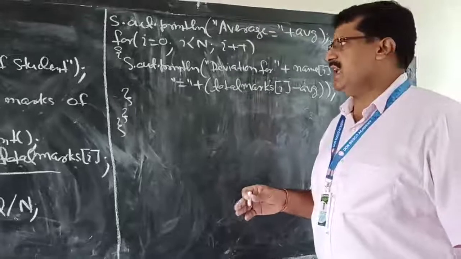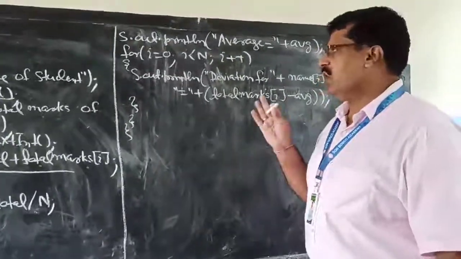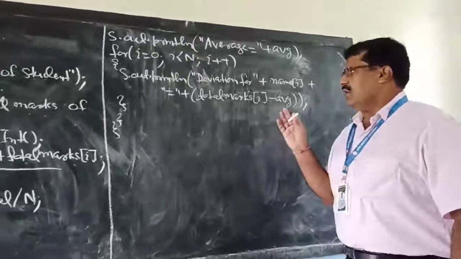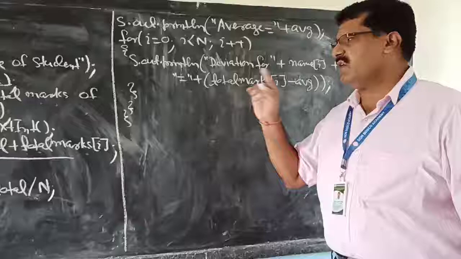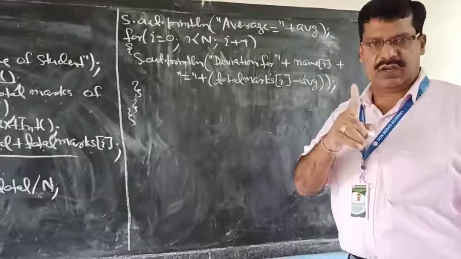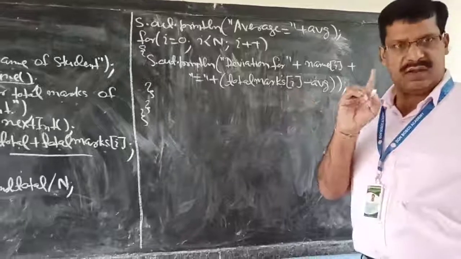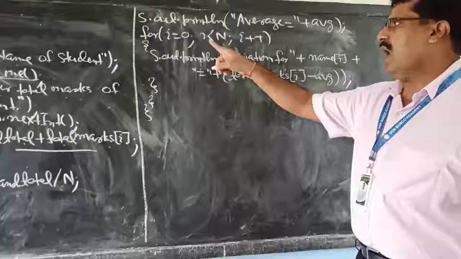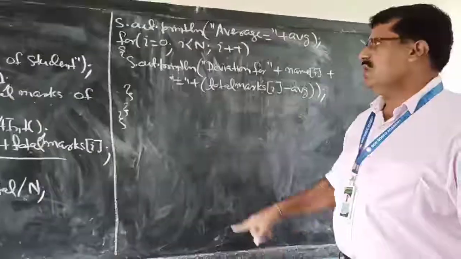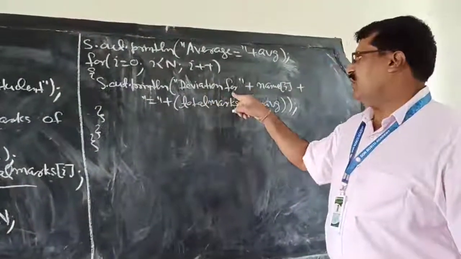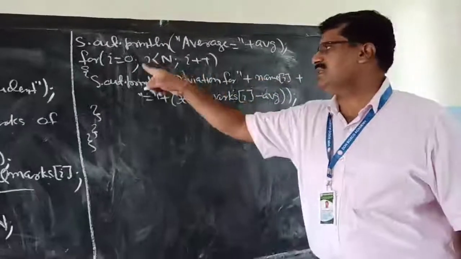Now the question is asking to print the deviation of each student. So what is the formula? Total marks of each student minus average. To calculate the deviation, the formula is total marks of each student minus average. So for i equal to 0, i less than n, again the same loop is formed. System.out.println deviation plus name i. The name i is name 0.